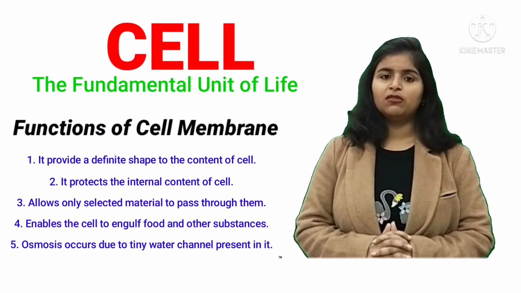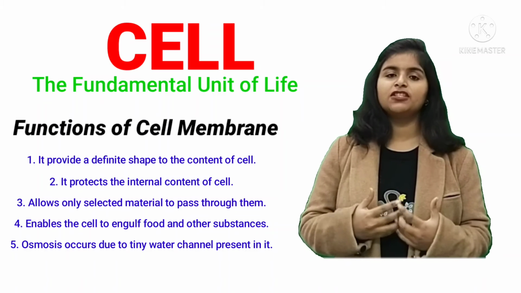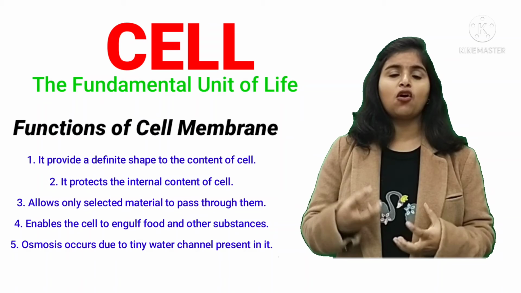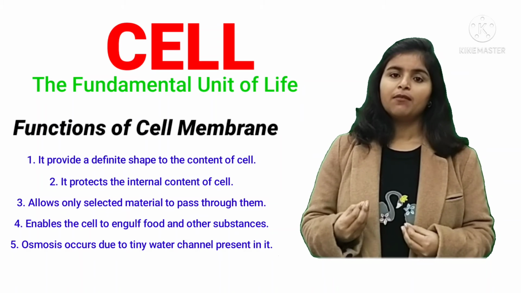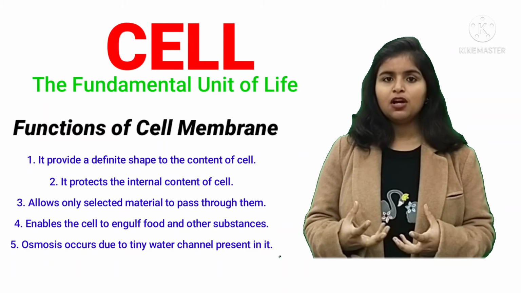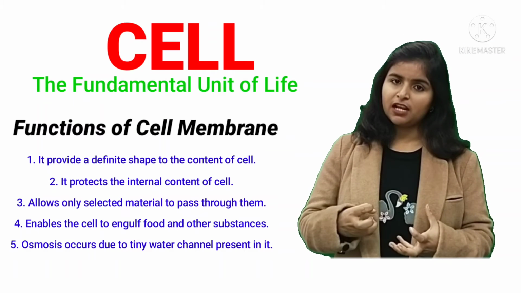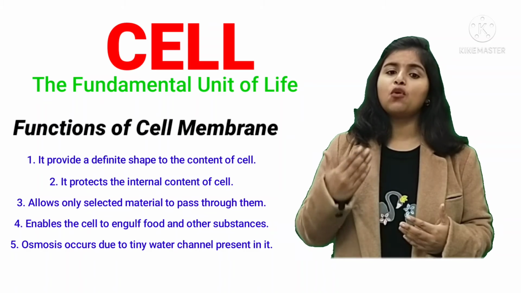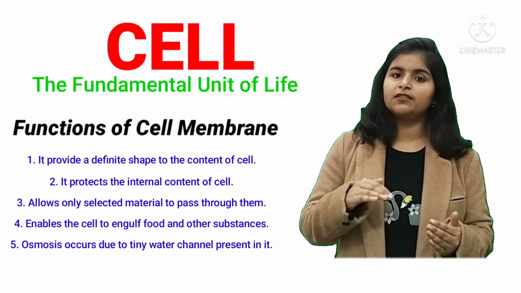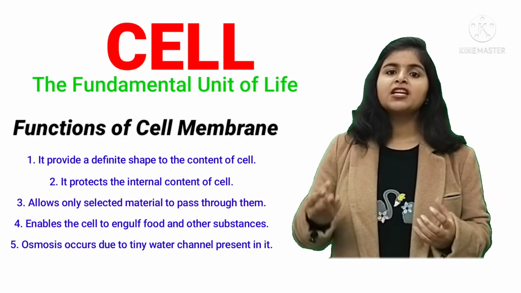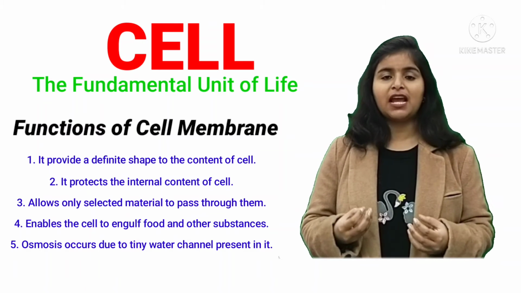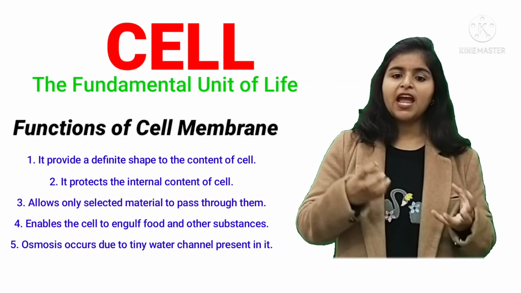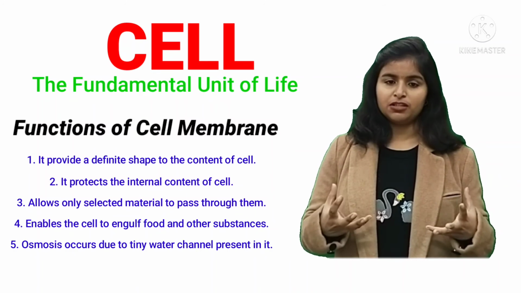Now let's talk about the functions of the plasma membrane. First of all, shape. It provides a rigid shape to the content of the cell. Next, it acts as a mechanical barrier protecting the internal content of the cell. And as it is selectively permeable, it allows only selected materials to enter the cell or pass through. Next is endocytosis. Endocytosis enables the cell to engulf the food and other substances which are around it.